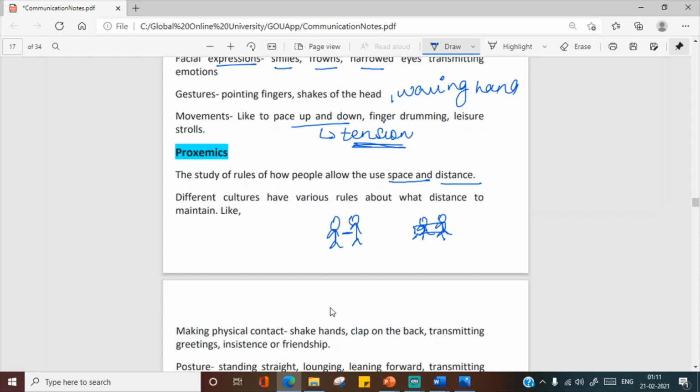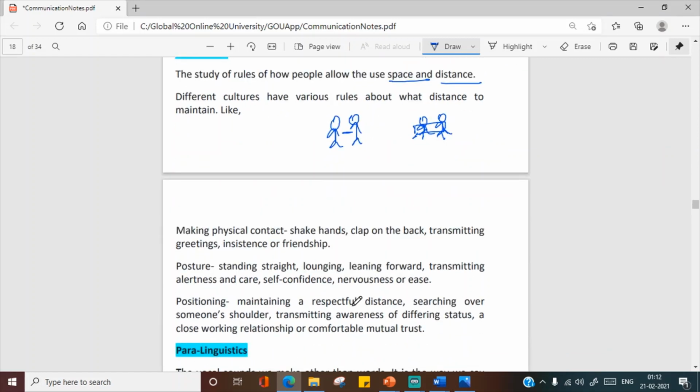So this is also a type of communication which tells how familiar you are with the other person. That is proxemics, the use of space and distance. So if you are talking to a teacher, you will maintain a particular distance from your teacher while communicating. Making physical contact, posture, positioning, all these come under proxemics.